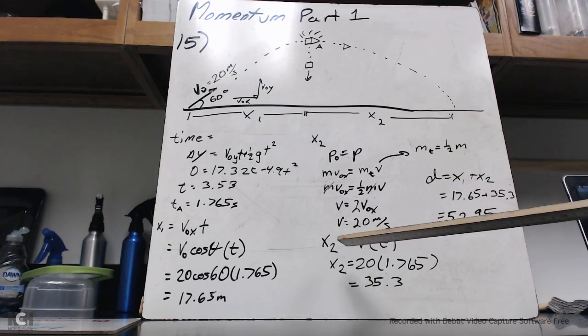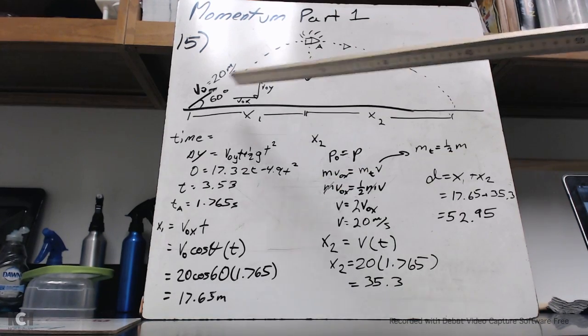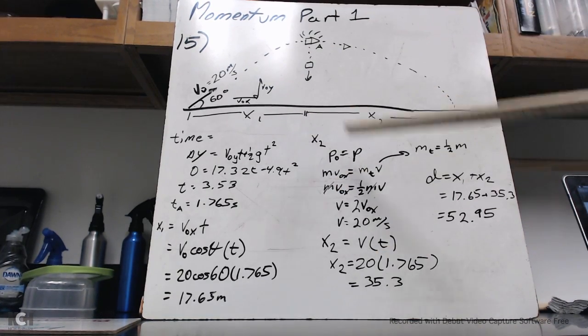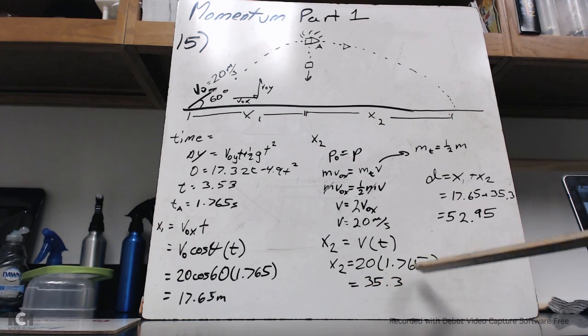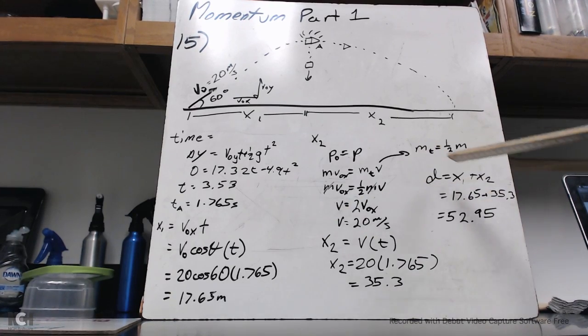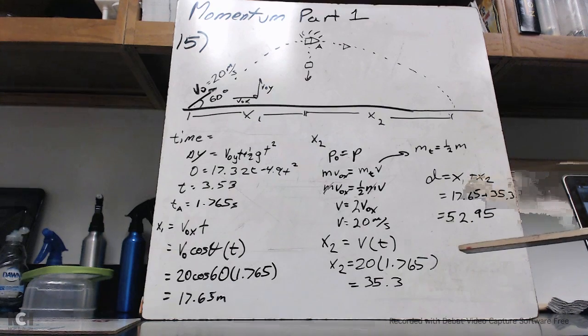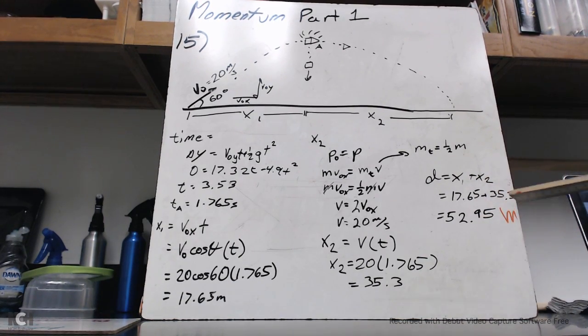We multiply 20 times half of the time, which is the time it takes to get to point A, and that is the same time throughout, and we get 35.3 meters. Now I didn't put meters, well that's just going to kill me. And we add x1 plus x2 to get the displacement, and that ends up being 52.95 meters. Okay.